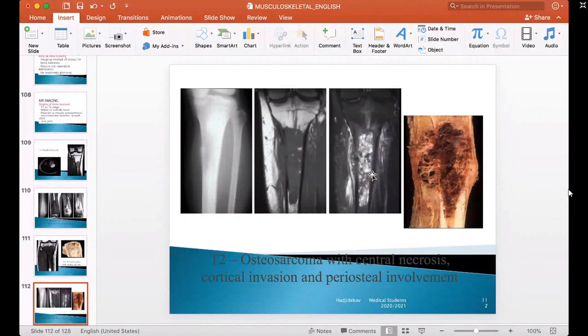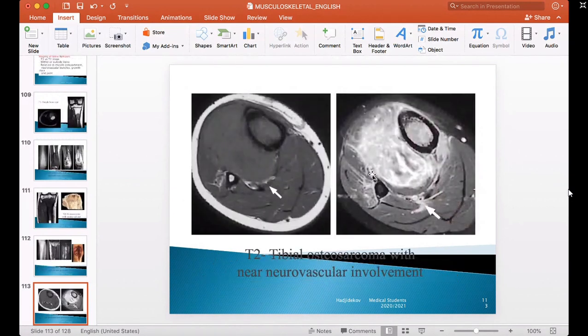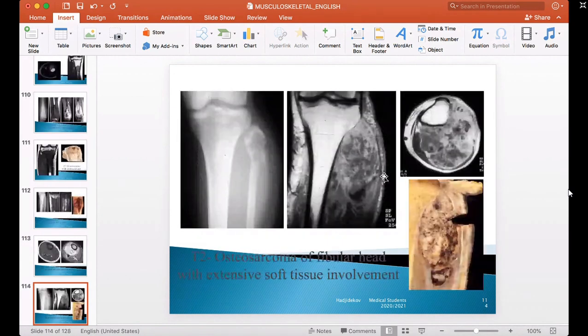And again, another example of osteosarcoma with central necrosis, cortical invasion, and periosteal involvement. Example here: a tibial osteosarcoma near neurovascular structures. Again, the tumor is located close to the neurovascular bundle. These are the arteries and the nerve, but the tumor fortunately doesn't encompass these structures, so there is some possibility for resection. Another example is osteosarcoma of the fibular head with extensive soft tissue involvement. You can see the huge soft tissue mass, and here the disruption of the cortex of the tibia. The fibula is not visualized; it's probably completely destroyed. And they made a biopsy here, and this is the sample, probably an open biopsy.